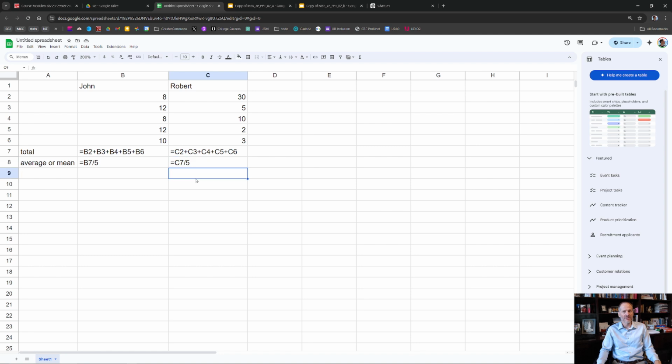That's a relative reference. That's just the way spreadsheets work. Someone decided that should be how they work. So that's your total. And then that's your average or your mean.